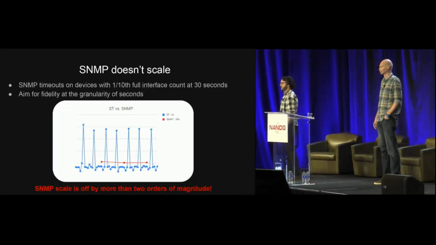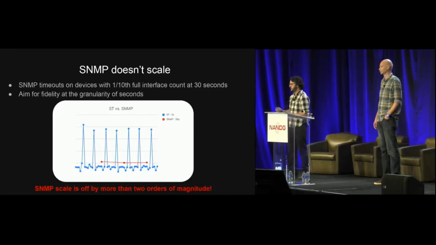So the key problem: SNMP just doesn't scale. For systems that we've seen built during 2017, 2018, modern systems, we still can't scale them over one-tenth of their full interface counts and pull data at 30-second intervals. We get SNMP timeouts, so we're not getting data back within the polling interval that we have. The problem is we want data on the granularity of seconds. We want fidelity of the data to show us what's happening in single-digit seconds.